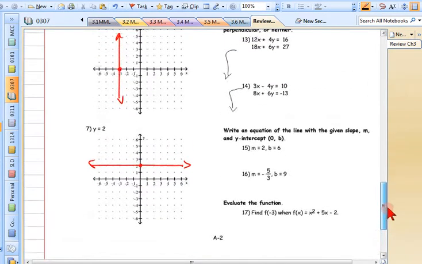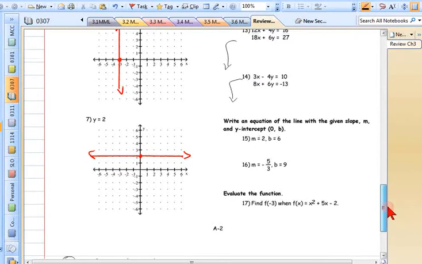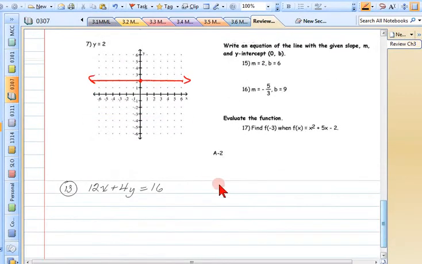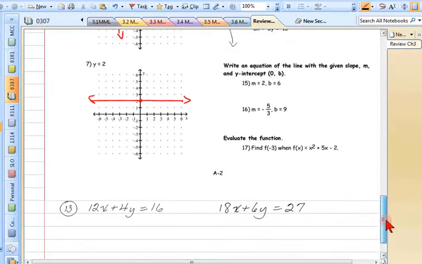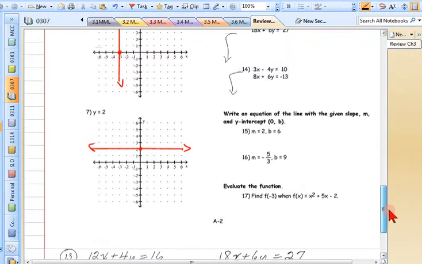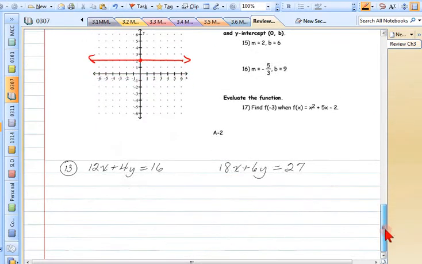And I have 18x plus 6y equals 27. Let me verify that I have the right equations. All right. If I'm to determine if these are parallel, perpendicular, or neither, I need to get each one in slope-intercept form. So for the first one, I'm going to subtract 12x.